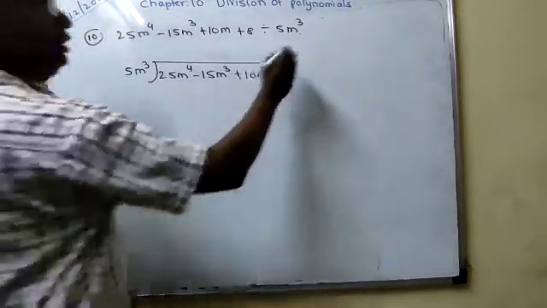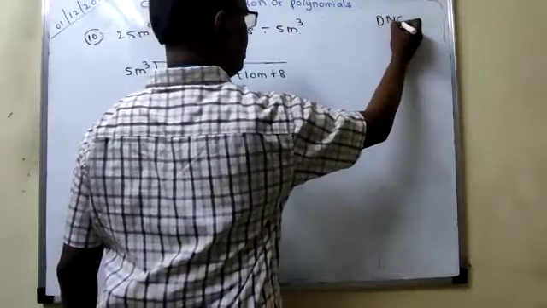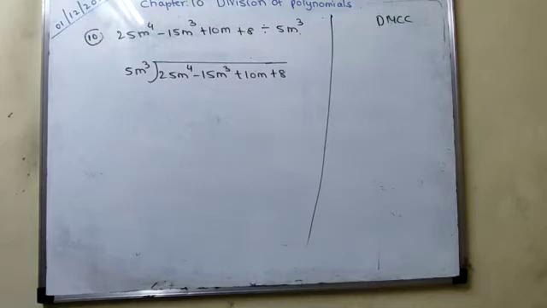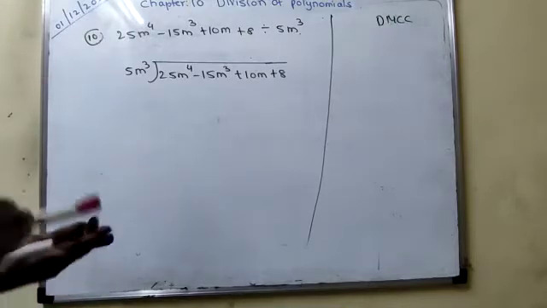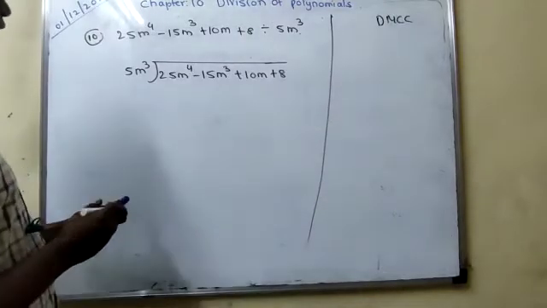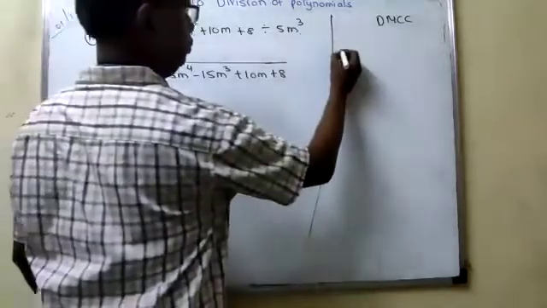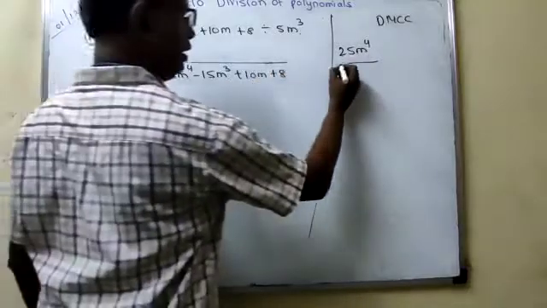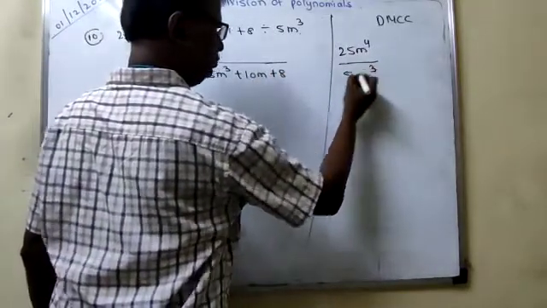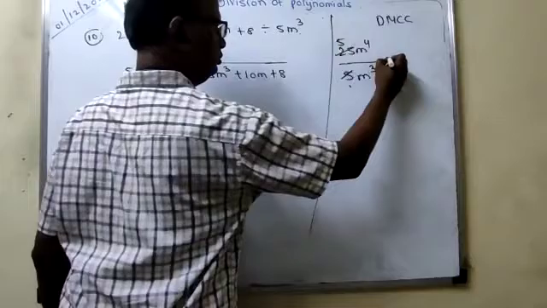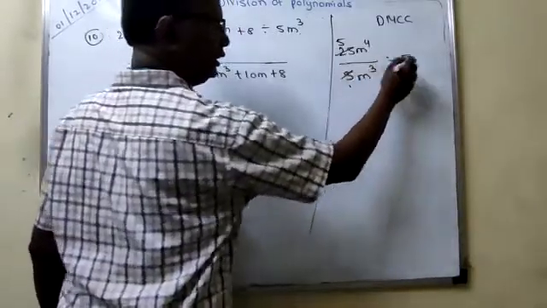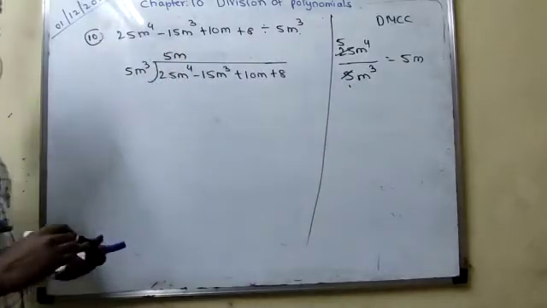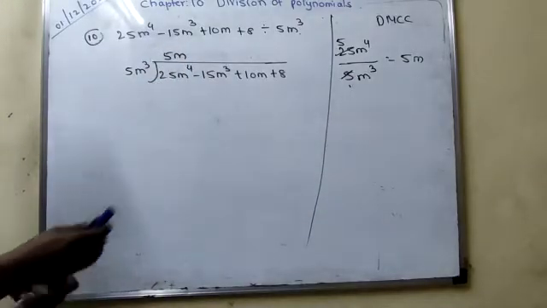Once again, we have to use the rule DMCC. First term divided by the first term. What is the first term? 25m raised to 4, divided by the first term, 5m cube. 5 ones are 5, 5 fives are 25, 4 minus 3 is 1, m, that is 5m. Division is over.